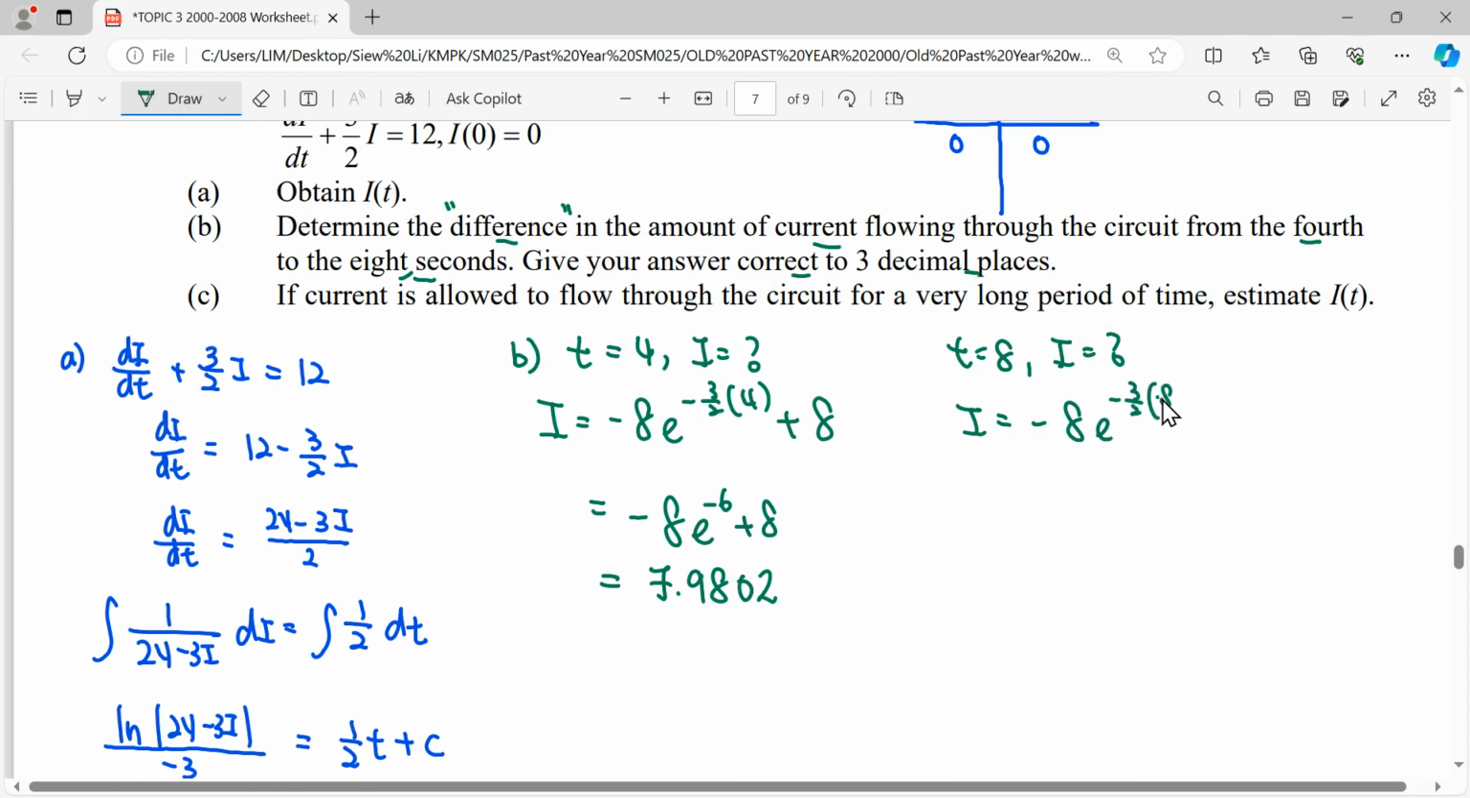Substitute t equals 8 into the particular solution. Then we evaluate this by using the calculator. So here we have 7.999, and then 1, 2, 3, 4. We have 4, 9, 5 here. I keep more decimals. Then lastly, we find the difference.